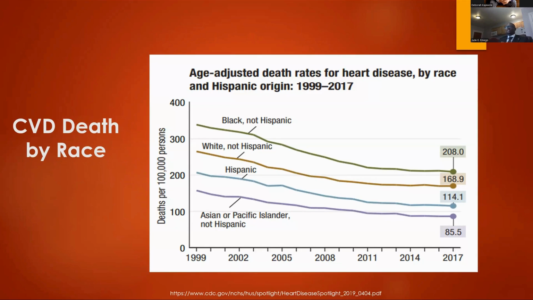So, cardiovascular death by race. This is a picture. It's just telling us, as you see down the slide, Asian, Hispanics, we're comparing deaths per 100,000 persons. As of 2017, maybe in 100,000, about 85.5 people will be affected, or will die of heart issues. While in Black people, it's about 208.